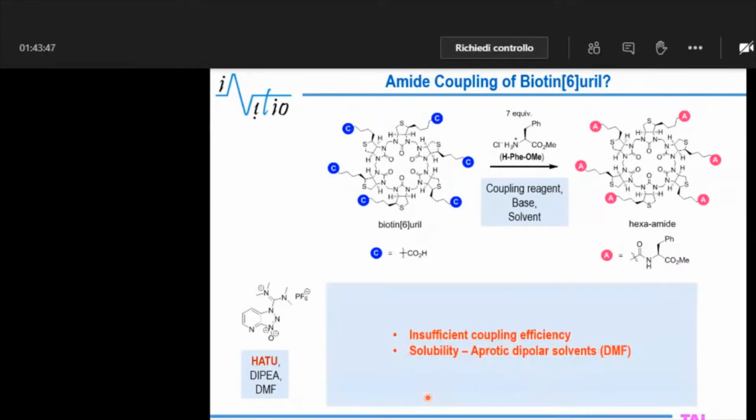So the problem is, first, insufficient coupling efficiency. So it's not enough. The yield per step is not high enough. And second, solubility. We stick only to aprotic dipolar solvents like DMF, which is not terrible, but not very convenient to use because they are not volatile, they are toxic, and not so good if you're going to upscale your synthesis. So how can we actually solve this problem?